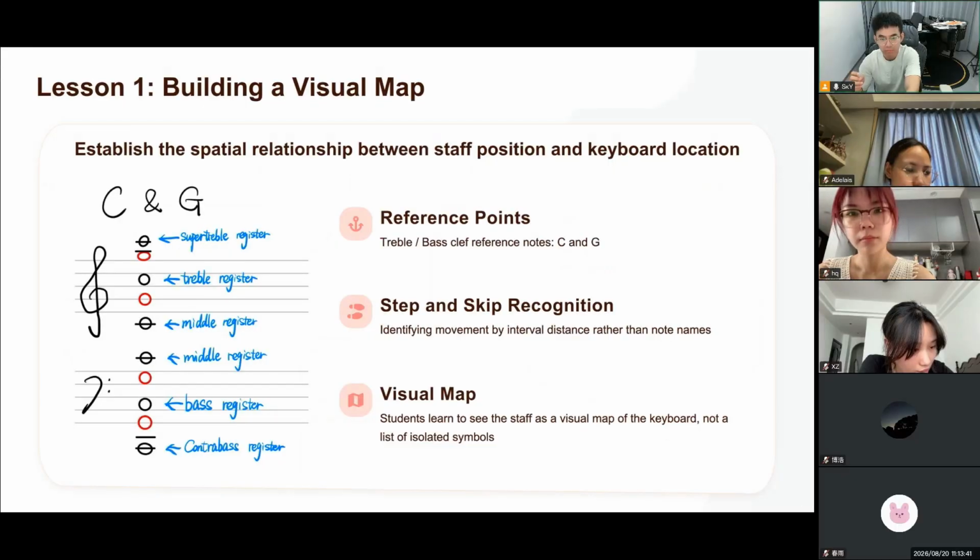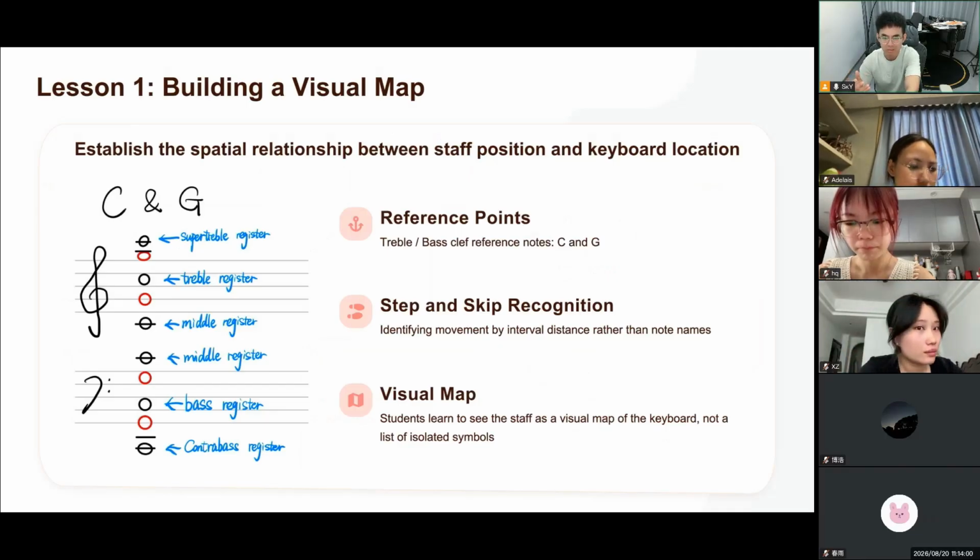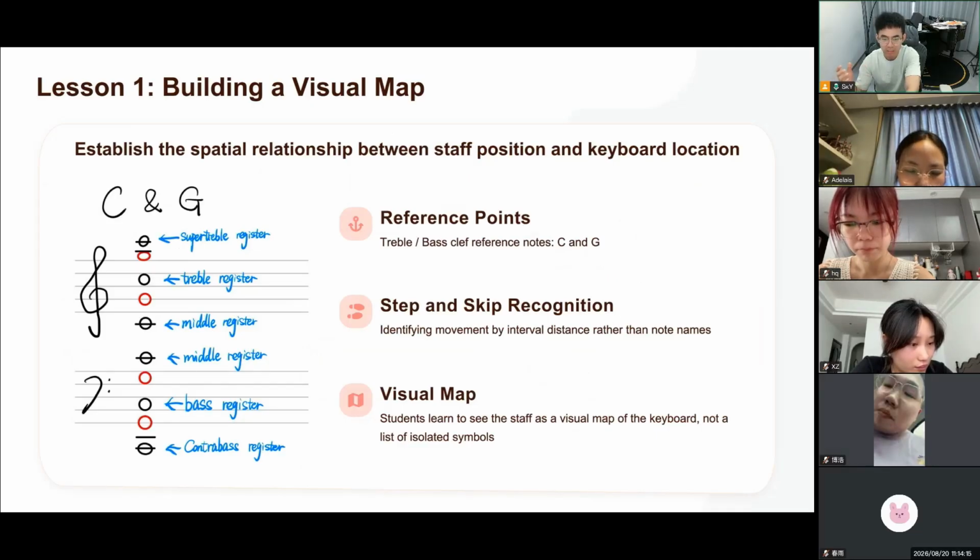First lesson, staff and keyboard mapping. In our first lesson, we solved a very basic problem that many students miss for a long time: the spatial relationship between the staff and the piano keyboard. Many students, when they learn the staff, only remember that this line means this note, but they never really connect moving up and down on the staff with moving left and right on the keyboard.